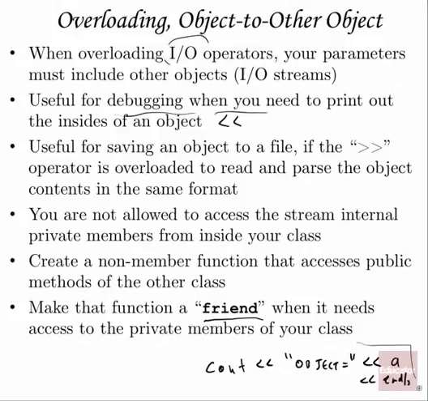It's also useful if you want to save that to a file using these same overloaded stream operators. You can output it to a file in such a format that when you read it back, you can read that file and then load up your data members with the data that comes in from the file. Now, since we're not allowed to access the stream's internal private members, we have to make it a non-member function, and since we want access to our own internal private members, we have to make it a friend.